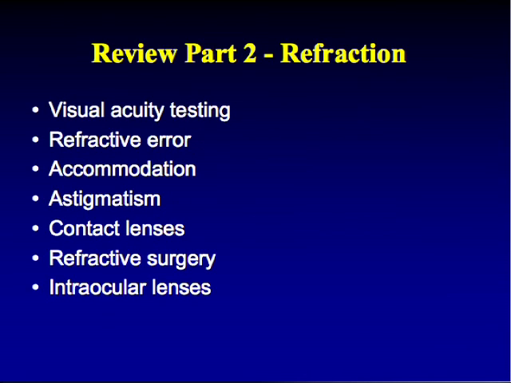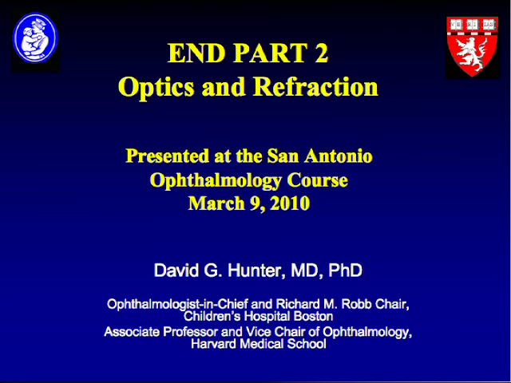So what we've covered then in this second section is visual acuity testing, refractive error, accommodation, astigmatism, and then correcting with contact lenses, refractive surgery, and intraocular lenses. So I think this is a good time to take a break. In our next section, we'll be talking about other optics of note.